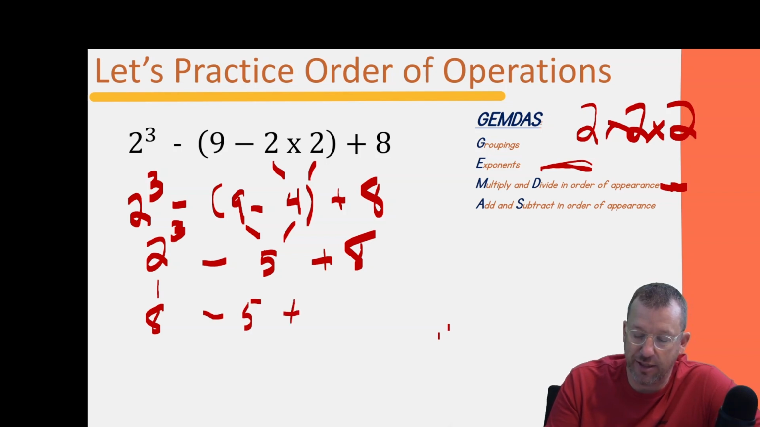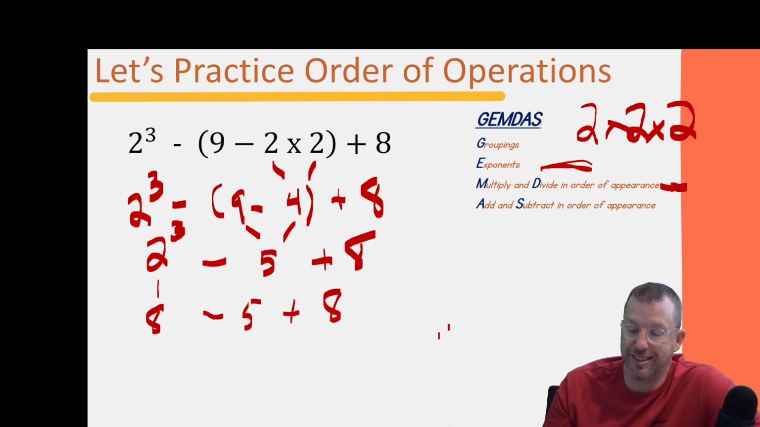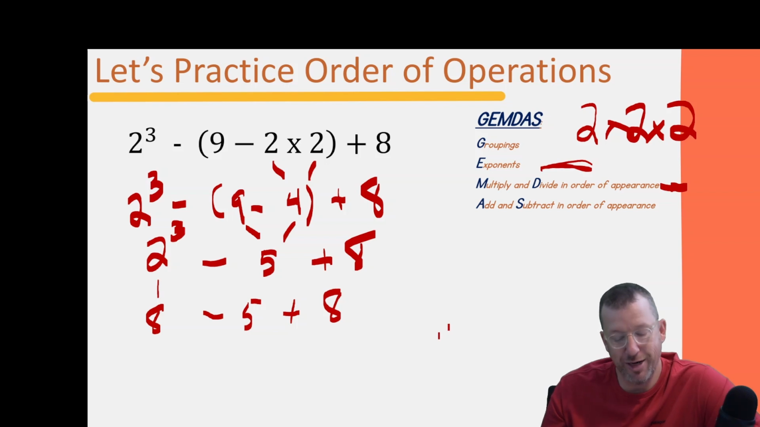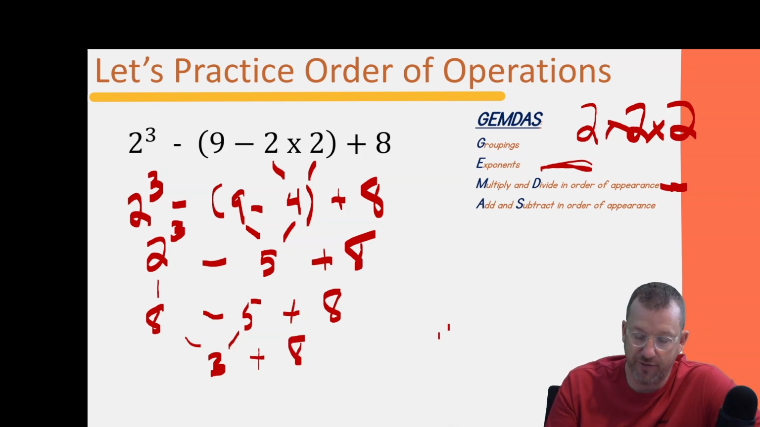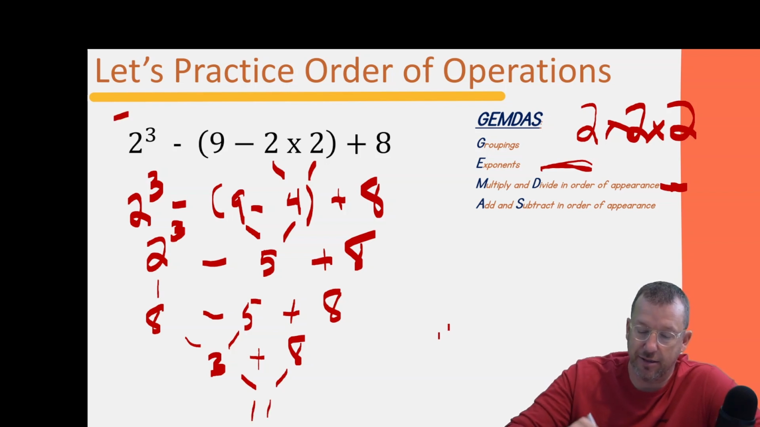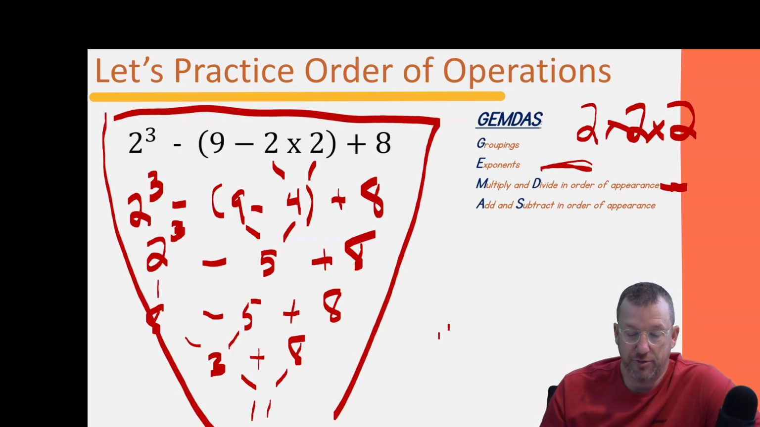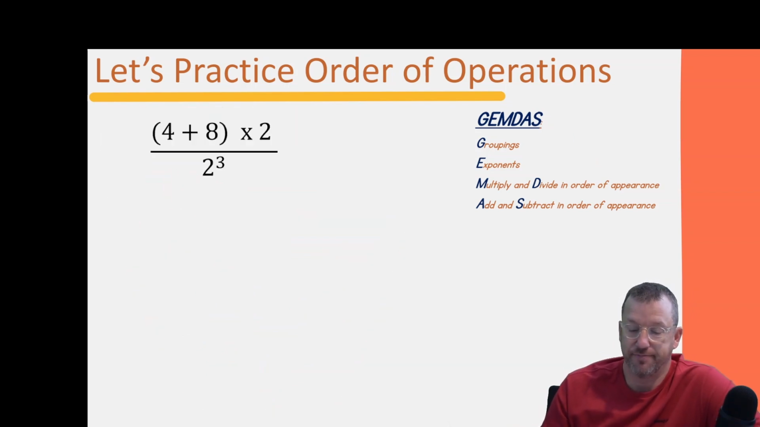Now, do I see any more exponents? No. Do I see any multiplication and division? No. Do I see addition and subtraction? Yes. And what rule do we follow? We read it from left to right. What's 8 minus 5? It is 3. Okay, bring everything else back down. And we only have one step left, so what is 3 plus 8? It is 11. Okay, and there is our fun piece of pizza. So our answer is 11. Let's try one more. Okay.